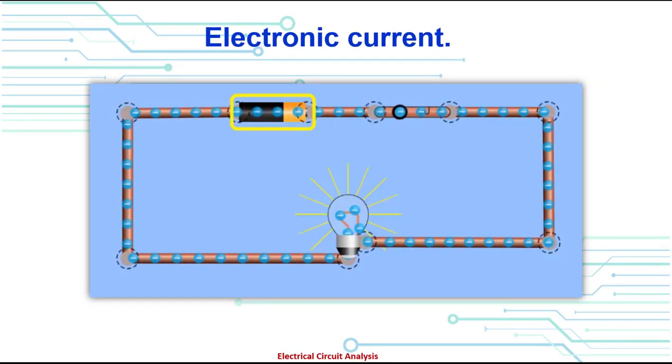Electronic current. In this simulation, you can see the flow of electrons. So electrons flow from negative terminal of the supply towards the positive terminal. This flow of electrons is considered to be electronic current.